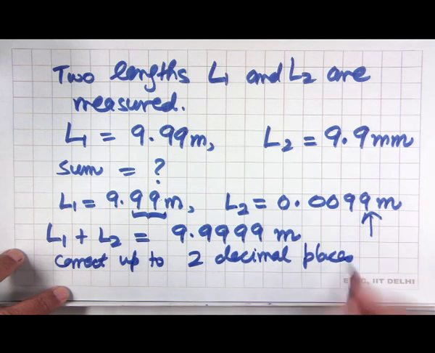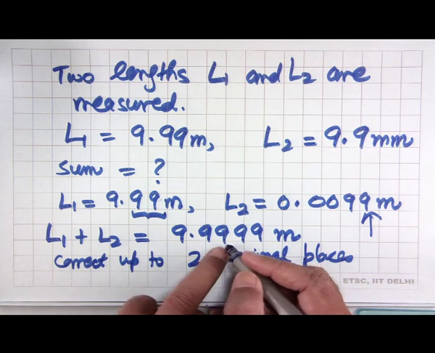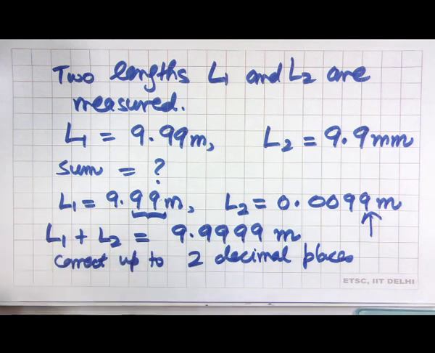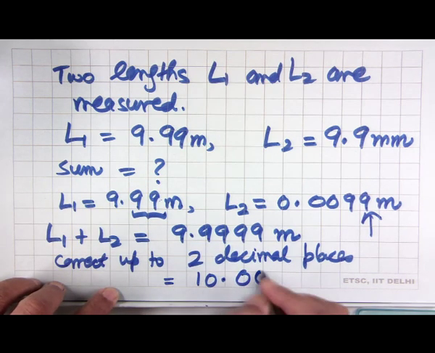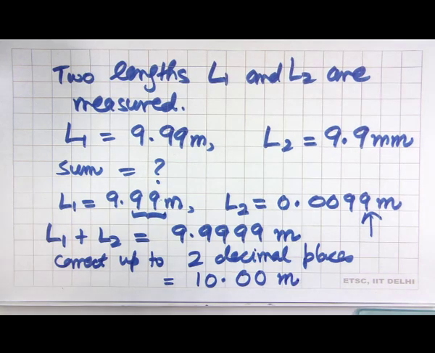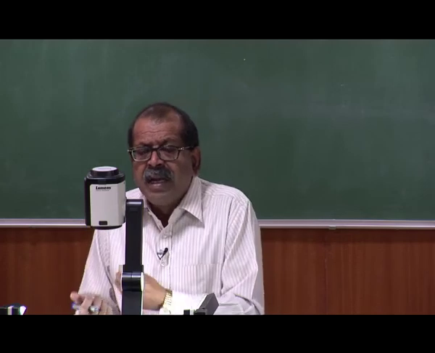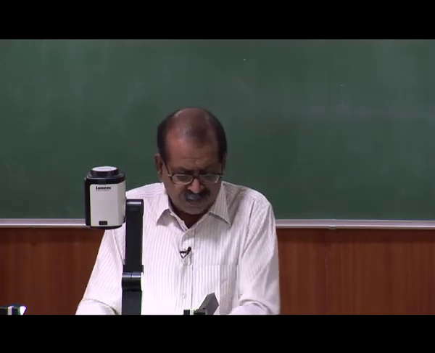So, if I have to round it up to 2 decimal places, it is 9.99, but then it is followed by a 9. So, the rounded up answer will be equal to 10.00 meters. Now, you could have also converted this in millimeters and done the same thing, you would have got the same answer.